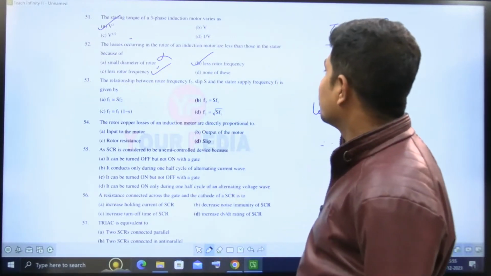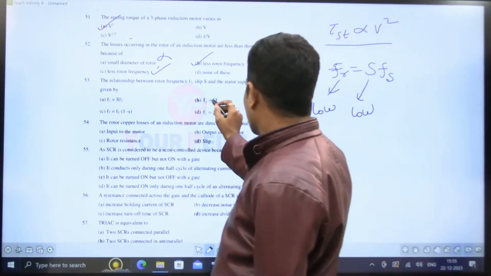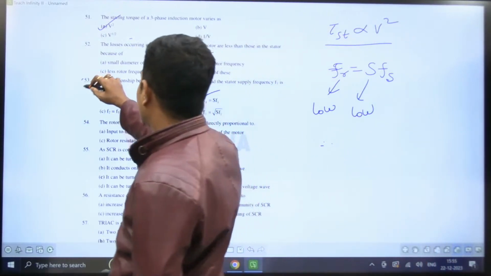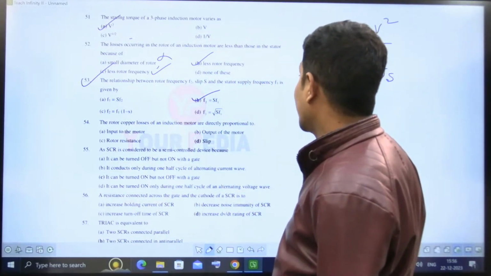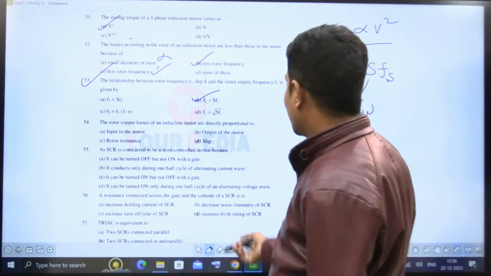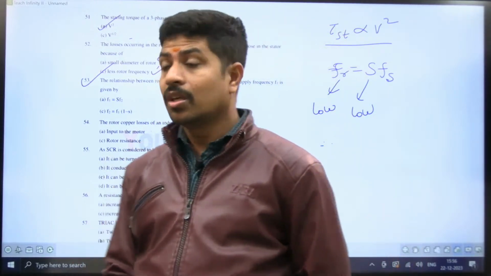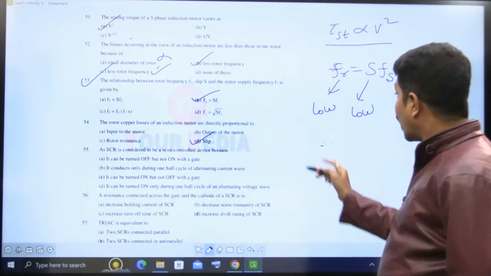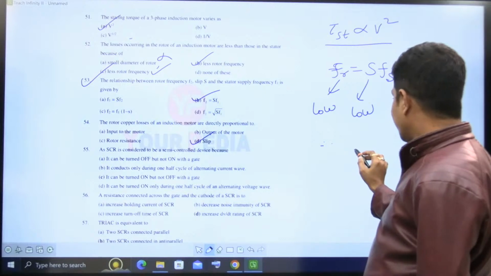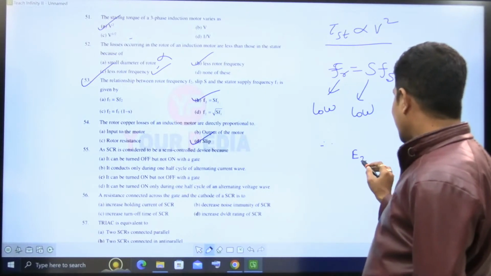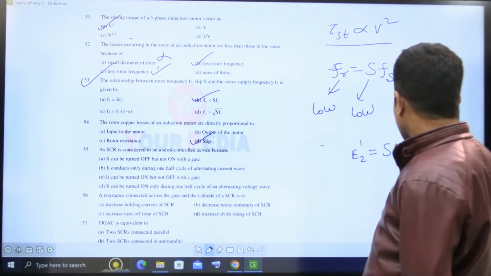The relationship between rotor frequency F2 and slip S: just now I told you that rotor frequency F2 is equal to S times F1, so option B. The rotor copper losses of an induction motor are directly proportional to slip. Yes, rotor copper losses are directly proportional to slip. Just now I told you about iron losses, and about copper loss also. You know, rotor EMF E2 dash is S times E2.